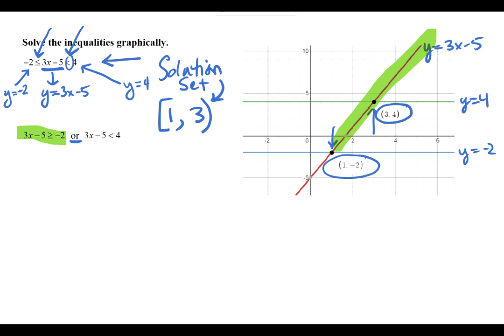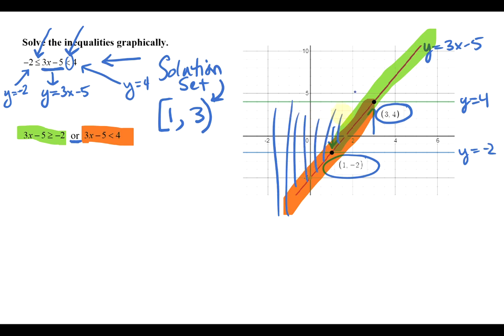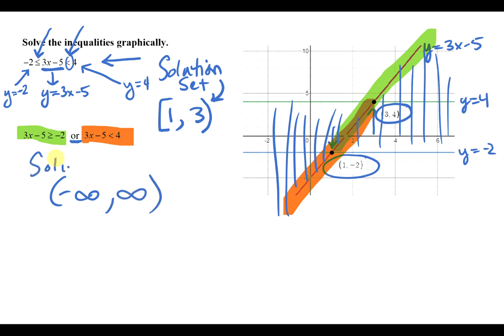Now, if we want to look at the other one, I'll use orange for this one. 3x minus 5, where is it less than 4? That would be, where are we below 4, which is the horizontal line in green. So that would be here. Notice when we look at both of those regions, we end up covering the entire x-axis because this orange region goes out to the left and the green region takes us out to the right. So when we look at all possible highlighted areas, that would be from -infinity to infinity as our solution set. So every number is going to work here.